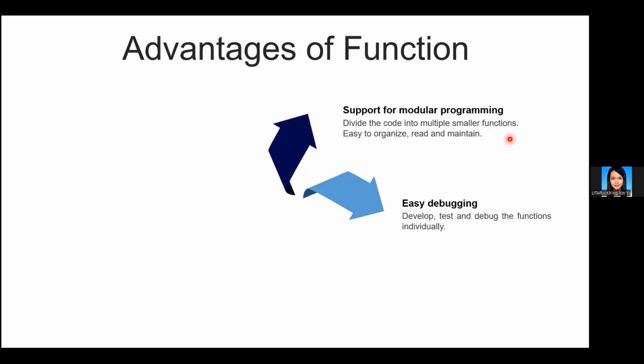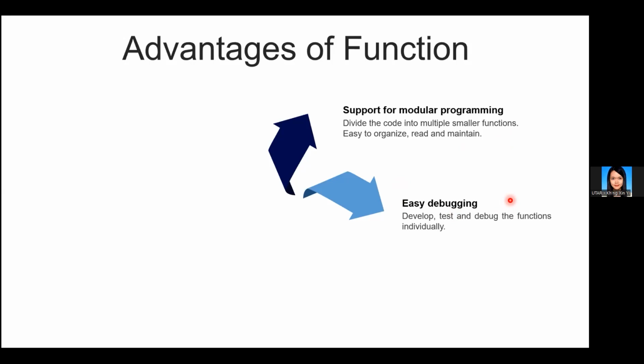Maintain means that if we want to make some maintenance or some improvement to the code, it will be easier. If I want to improve the printing job, the printing function, I will just go to the printing function and do some modification there. So it will be easier for us to find it, to read it, and to do the maintenance. And then, since the program is divided into functions, it will be easier for us to develop, to test, and debug the functions individually.